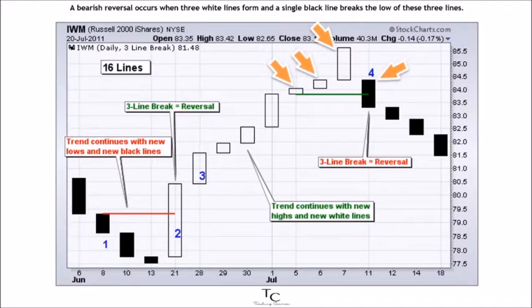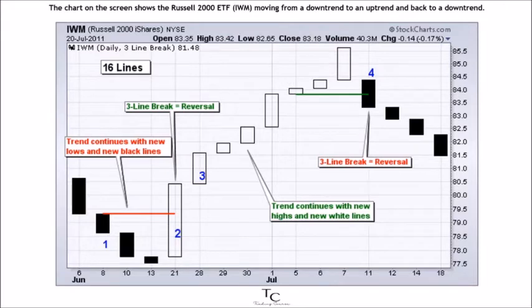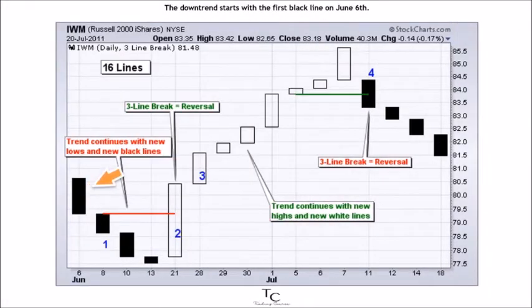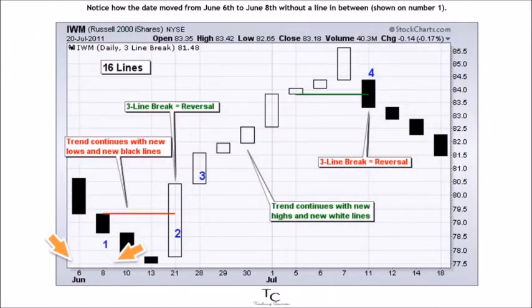The chart on the screen shows the Russell 2000 ETF, IWM, moving from a downtrend to an uptrend and back to a downtrend. The downtrend starts with the first black line on June 6. A new black line will not be drawn unless prices move below this low. Notice how the date moved from June 6 to June 8 without a line in between, shown on number 1.